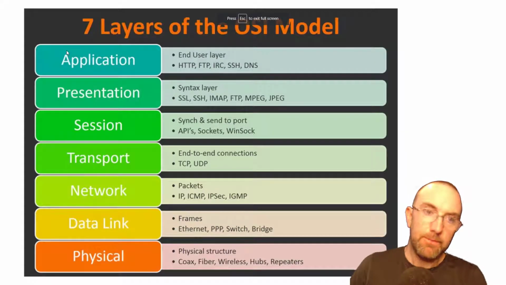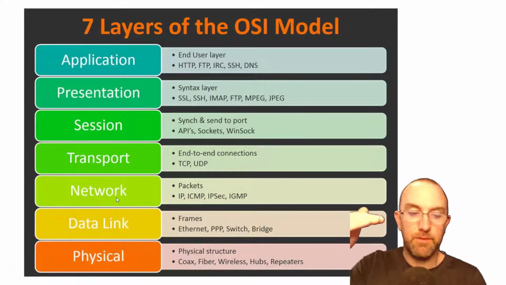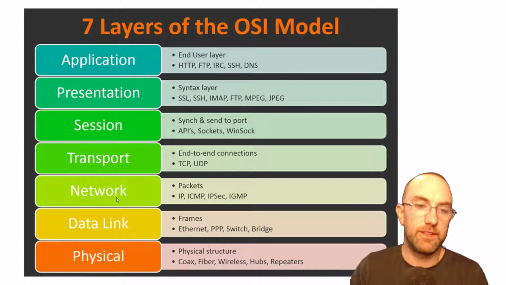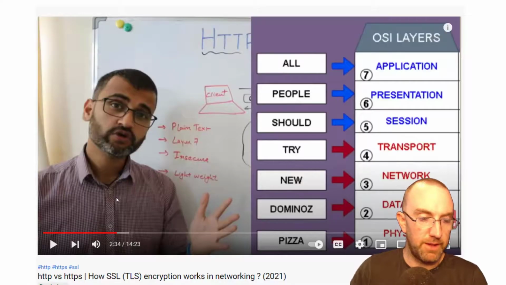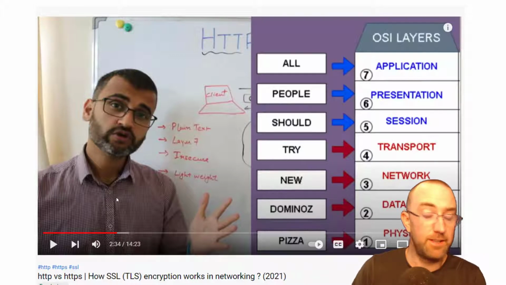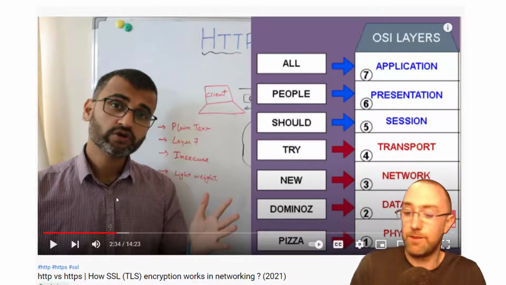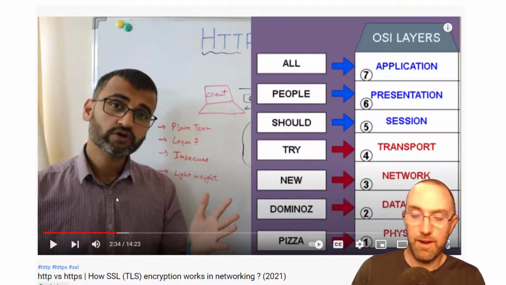So these are the layers in the OSI model. Basically, it's how networked computers are built. They all sit on top of each other. And the way you remember this was a great video by this guy. I love his mnemonic of "all people should try new Domino's pizza." That's very easy for me to remember because you've had Domino's pizza. That'll be burnt into the back of your brain.